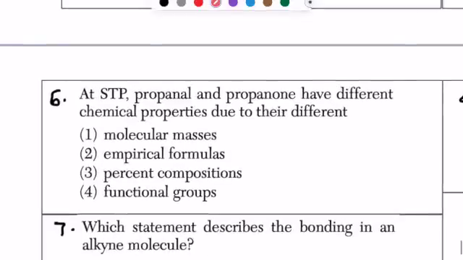At STP, propanol and propanone have different chemical properties due to their different... Molecular masses? Maybe not, because they do have the same prefix, and maybe they have similar chemical formulas. Percent compositions, we don't know because we are not given any formulas. Empirical formulas, same thing. So functional groups, we know they have different functional groups for sure because of these prefixes. One of them is an aldehyde, the other one is a ketone.